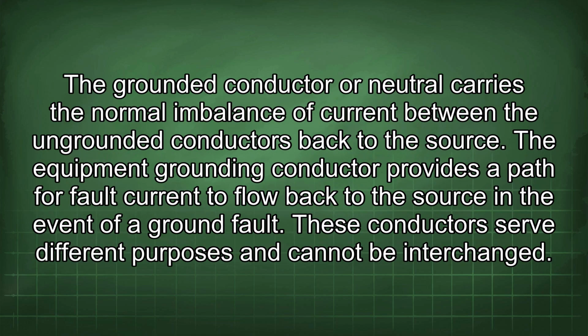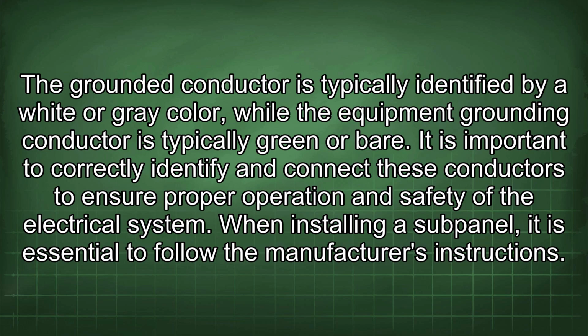The grounded conductor or neutral carries the normal imbalance of current between the ungrounded conductors back to the source. The equipment grounding conductor provides a path for fault current to flow back to the source in the event of a ground fault. These conductors serve different purposes and cannot be interchanged. The grounded conductor is typically identified by a white or grey color, while the equipment grounding conductor is typically green or bare. It is important to correctly identify and connect these conductors to ensure proper operation and safety of the electrical system.